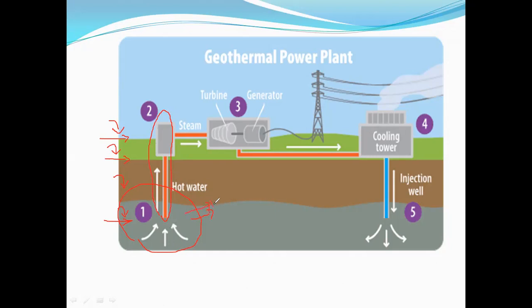Because of the higher temperature available deep in the earth crust, what will happen? Most of the water might be available in the form of steam. So the hot water is gradually converting into steam. I would like to collect the steam from the earth crust.